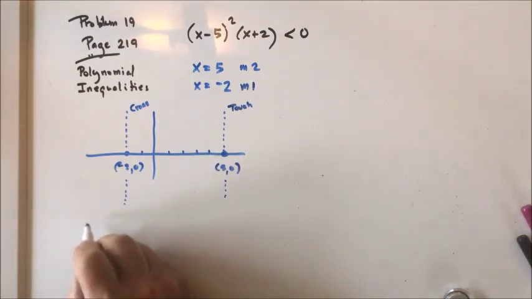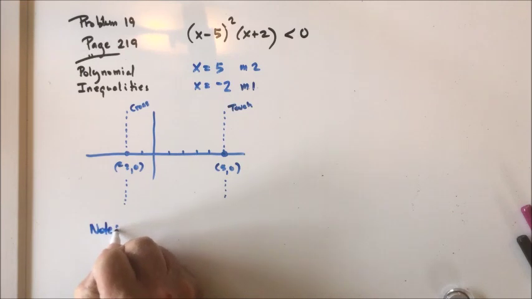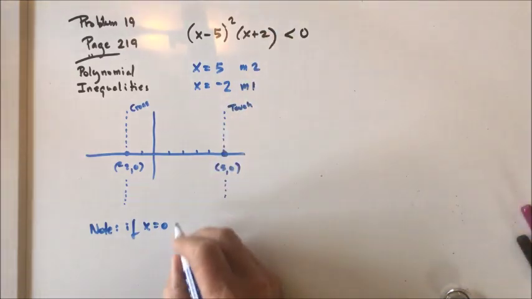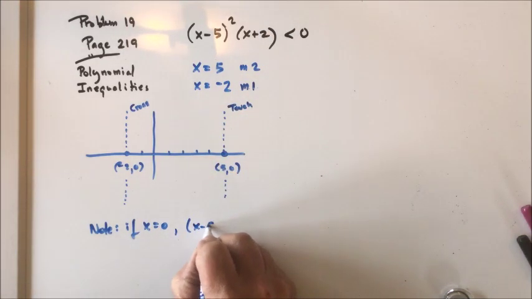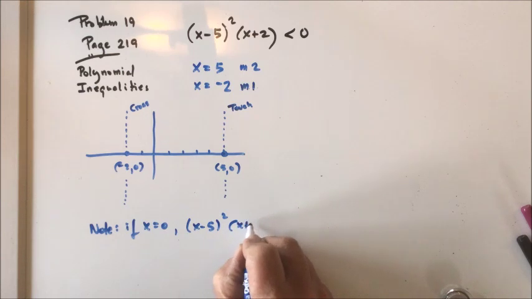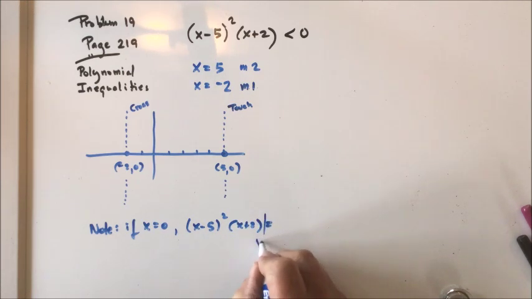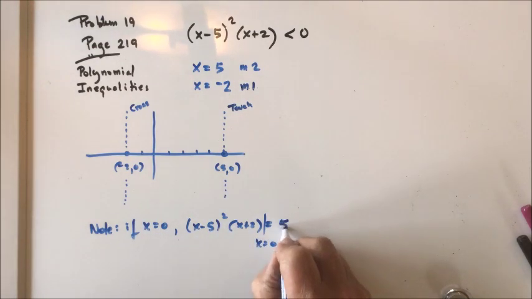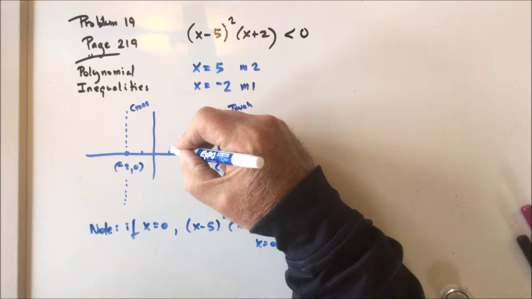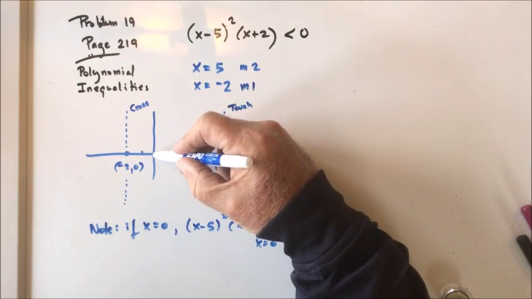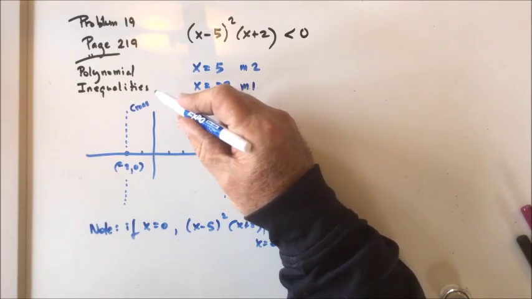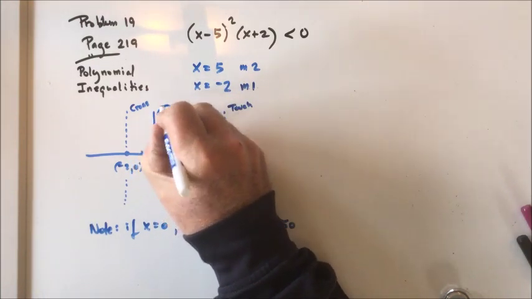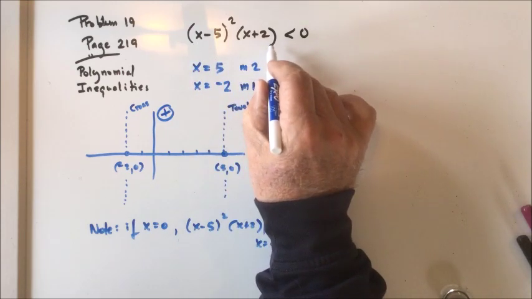Let's take x equals 0, and let's note that if x is equal to 0, this quantity x minus 5 squared, x plus 2 squared is then equal to minus 5 squared is 25 times 2 is 50. Most importantly, it's positive, right? So if we were to plot the point that's on the curve, we would go 0, 50. But all I really need to do is to note that in this region, this function is positive.